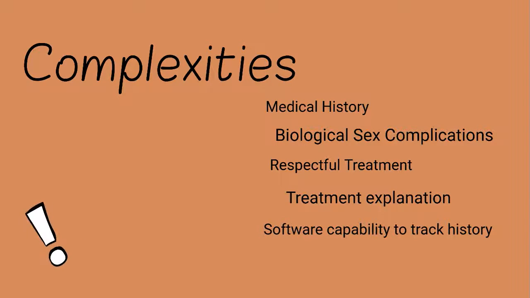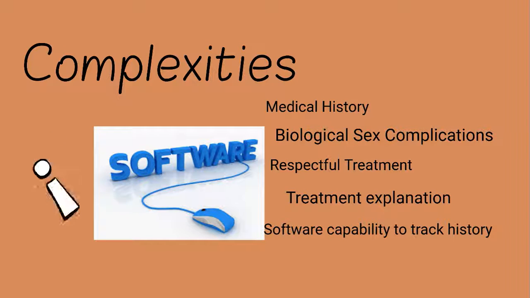The last complexity I'm going to discuss is software capability to track history. This is vital as a lot of software programs that are in hospitals right now, including my own, do not have the capability to put in information for patients who identify as the opposite gender. This makes it extremely difficult to take a complete history for patients who are transitioning from one gender to the other, or even just identify from one gender to the other.